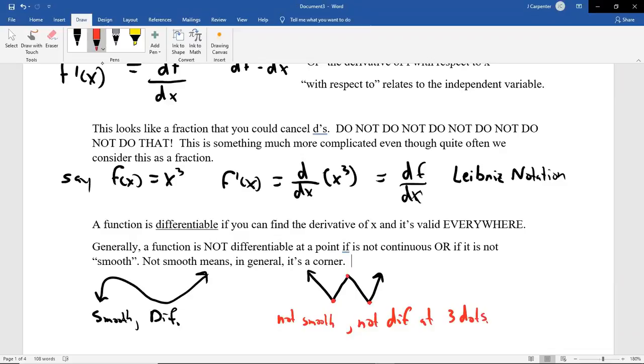So you'll find a couple questions about that in your homework. Is it differentiable at these 4 or 5 points? Or which of the 4 or 5 points is it differentiable? Which ones is it not? Or can you just tell the points?